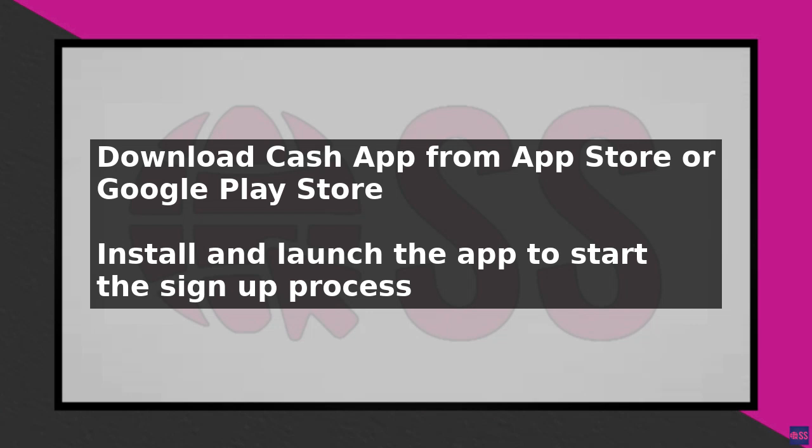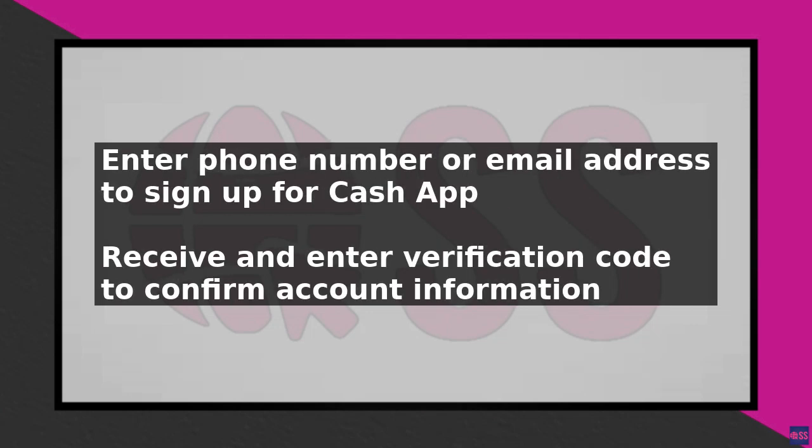Cash App will then send you a verification code to confirm your phone number or email address. Enter the code you received to proceed. Next, you will be asked to create a unique username, also known as a $hashtag, which will be used to identify your account. Choose a $hashtag that is easy to remember and not already taken by someone else.